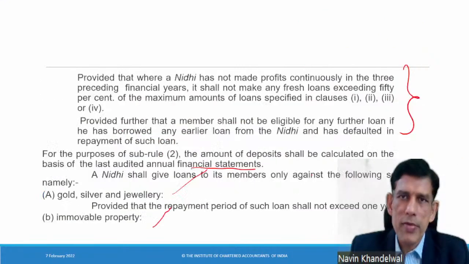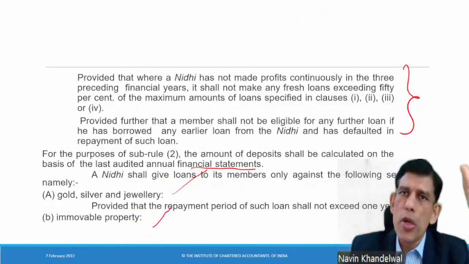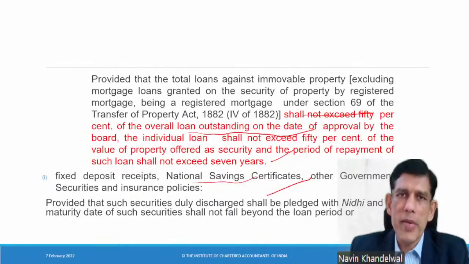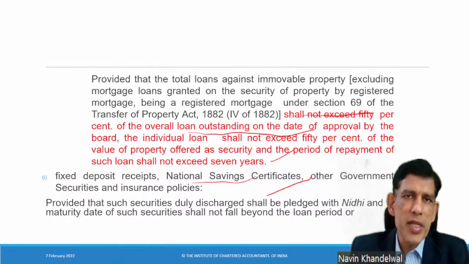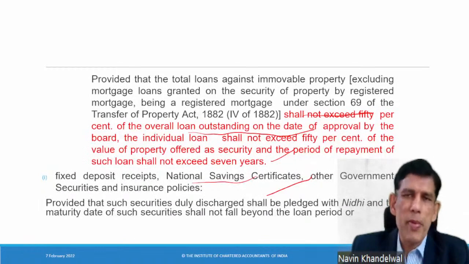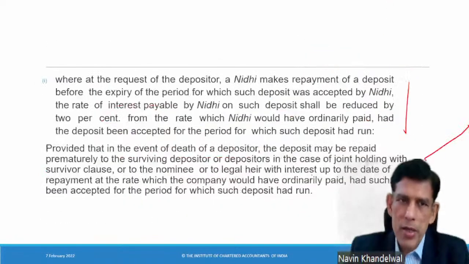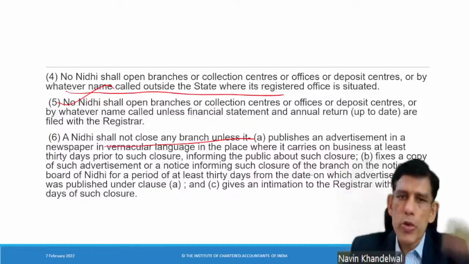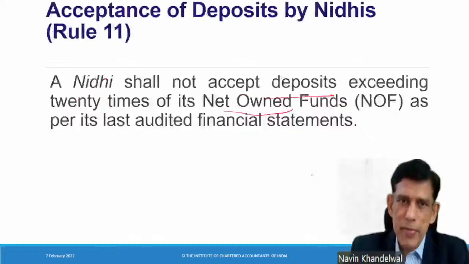So remember, it's the slab rate, loan against securities, jewelry, property and government securities. With regard to property, you should remember the typical conditions of 50%. This you should remember from exam point of view. The loan part. Rest you can leave it. Deposit part, net owned fund is very simple. Branches is again important.